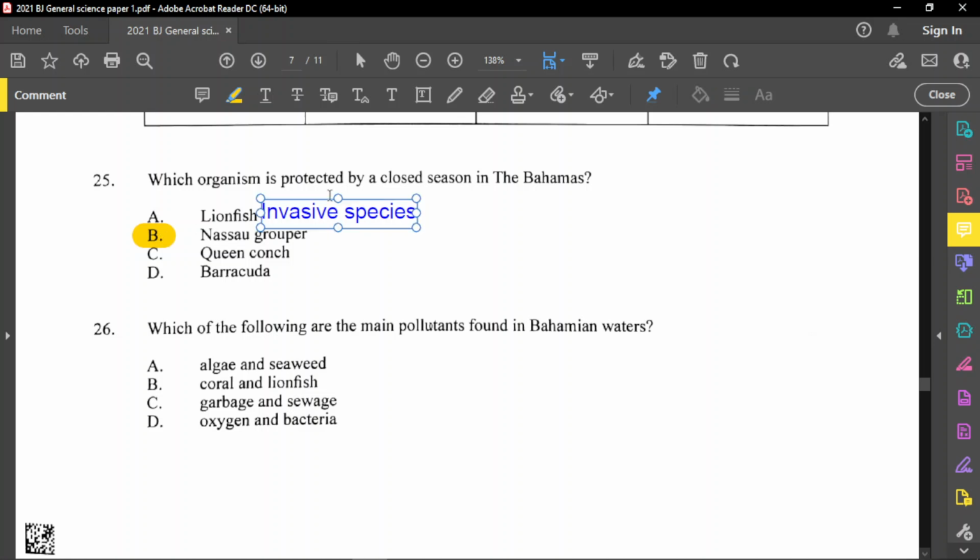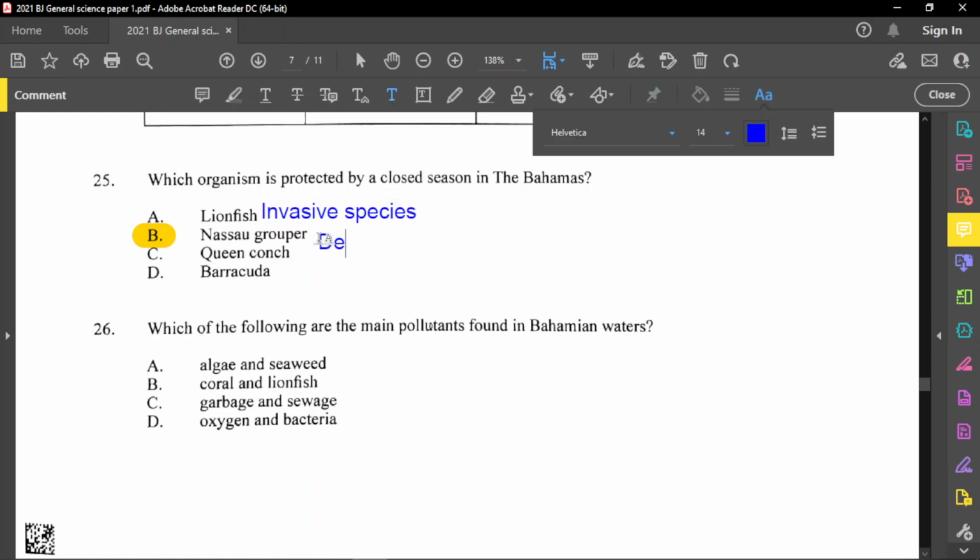As a matter of fact, let me tell you what the closed season is for Nassau grouper. The closed season for the Nassau grouper starts at December 1st, and it ends at February 28th. So that's the closed season there. The purpose for the closed season is to allow them to reproduce, so they don't become overfished and eventually become threatened and then extinct. So it's to preserve and conserve the population of the Nassau grouper.